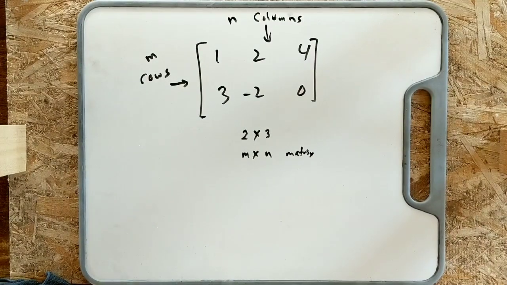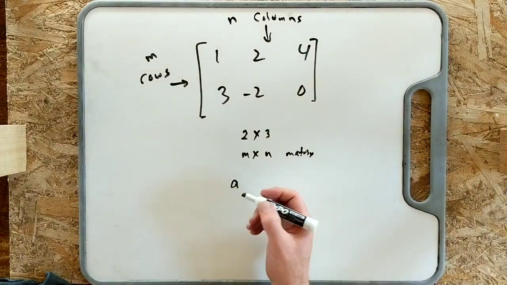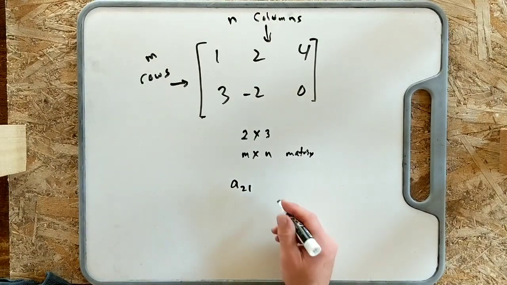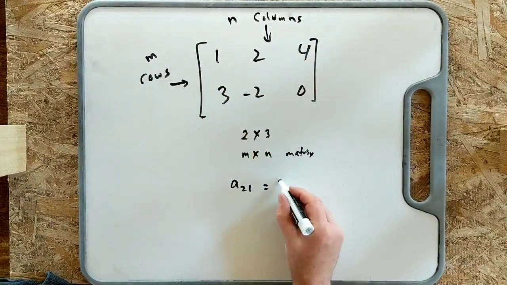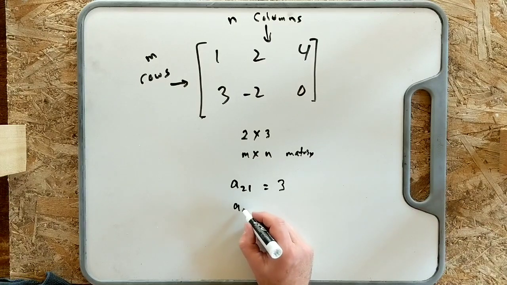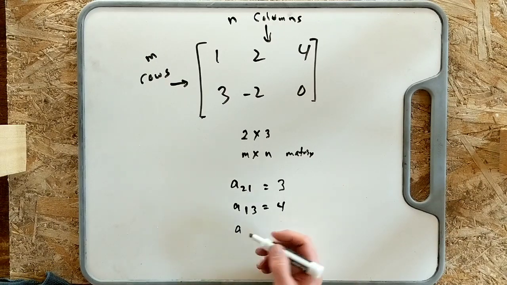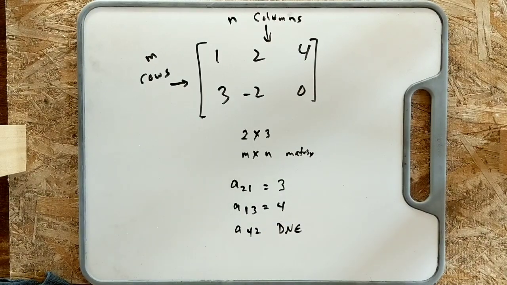If you want to refer to individual elements in it, and this is in the notes, you will typically use A to define the term, and then say A 2, 1 would mean row 2, column 1. This is row 2, column 1, so this would be 3. Or A 1, 3 would be row 1, column 3, which is 4. That's how you define the terms in them, and we'll use that notation later on. If you refer to something outside of it, for example, A 4, 2, that just doesn't exist. There's no number there. There's no row 4. So that's the general notation for them.